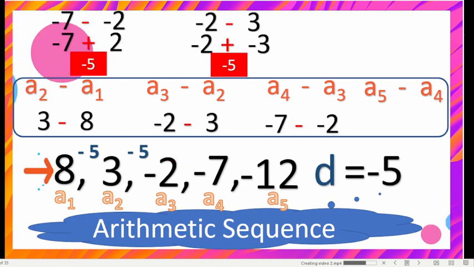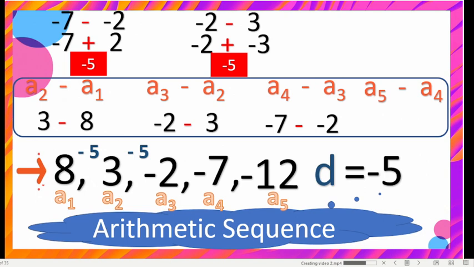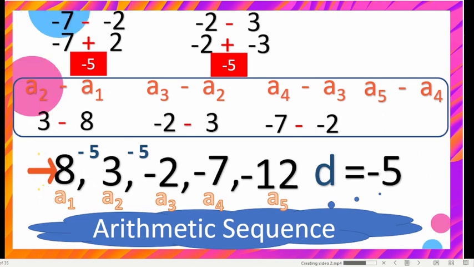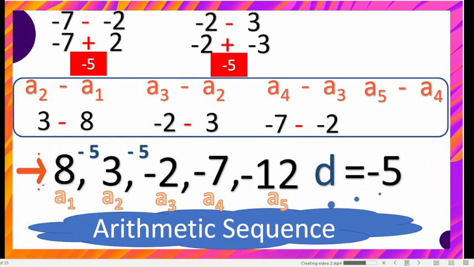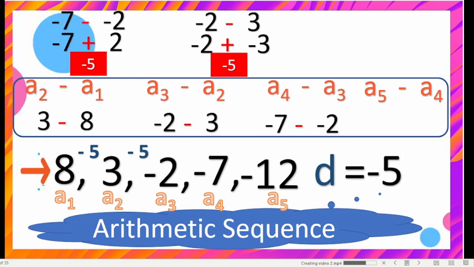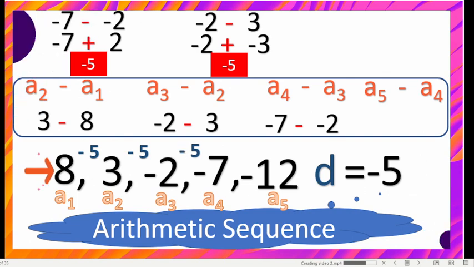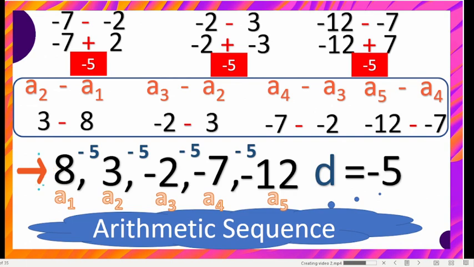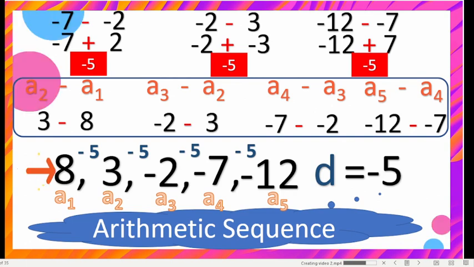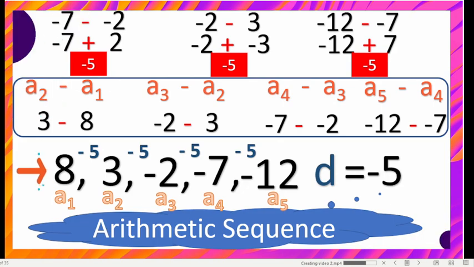Always remember that in subtracting numbers, change the operation from subtraction to addition. To add integers with different signs, just subtract the smaller number from the larger number. Then keep the sign of the larger number. Hence, negative 12 plus 7 is equal to negative 5.